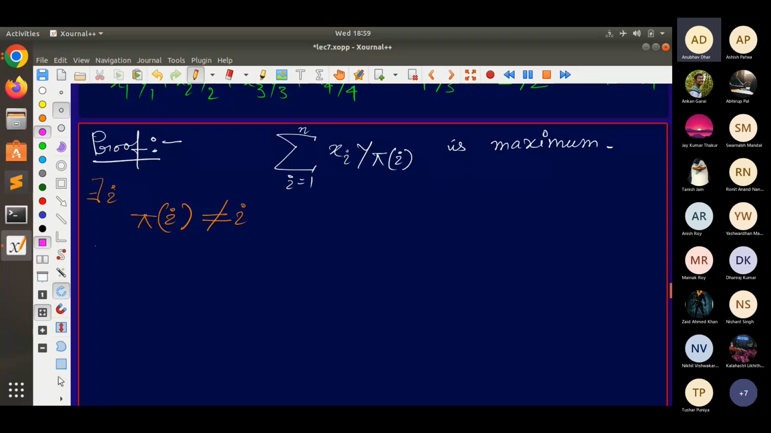That means for all, let's say, I prime less than I, pi of I prime is equal to I prime, right? Otherwise, you would have chosen I prime to be the minimum I. This part is clear, right?